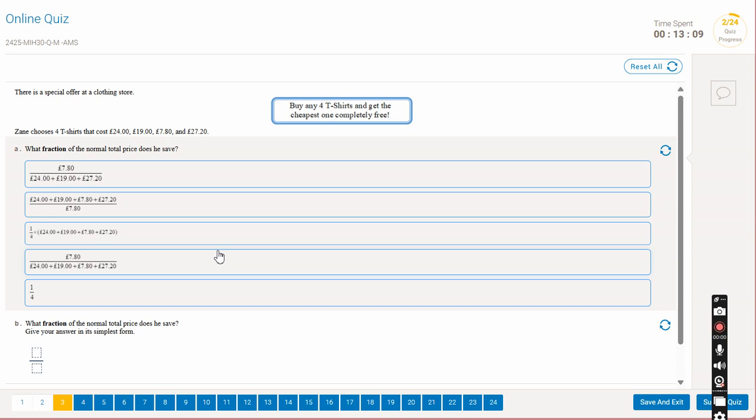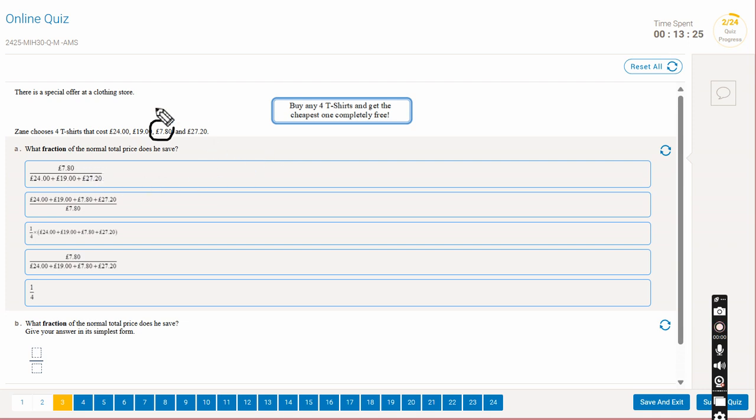So in here, there's a special offer at a clothing store. Zane chooses 4 t-shirts that cost 24.19, 7.18, 27.20. Now, what is the offer exactly? Buy any 4 t-shirts and get the cheapest one completely free. So which one of these is the cheapest one? 7.18. Now they ask us what fraction of the normal total price does he save?